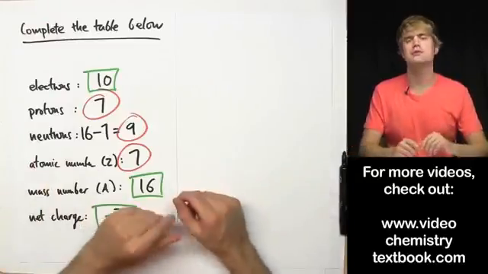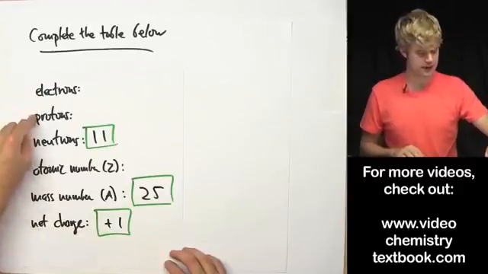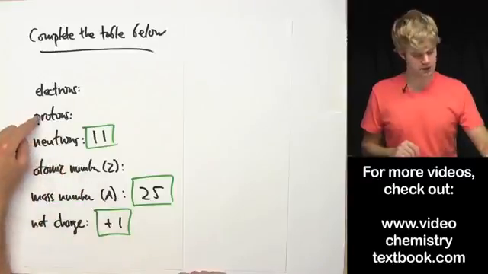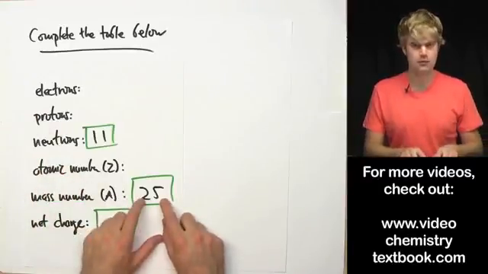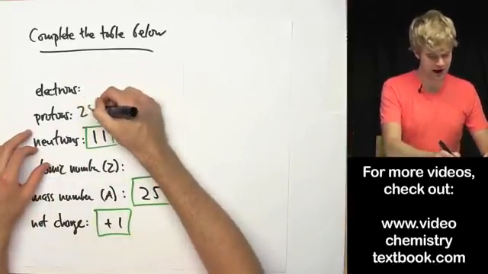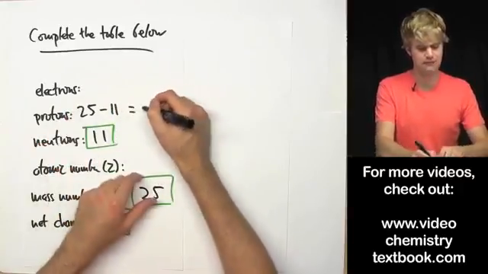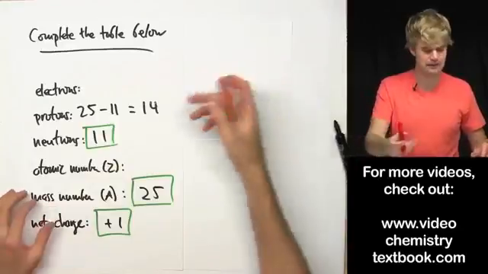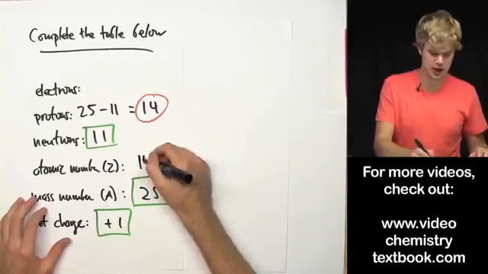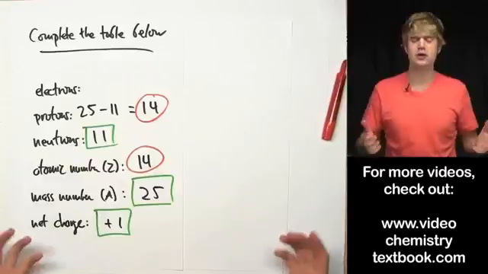Sometimes these table problems can be the hardest, so we'll do one more example. Here we want to find the electrons, protons, and the atomic number. We know the neutrons, the mass number, and the net charge. Okay, let's start with protons. We know the mass number, protons plus neutrons, and we know the number of neutrons. So that means that we can take 25, which is protons plus neutrons, and subtract the number of neutrons. 25 minus 11 is going to give us 14, and that's the number of protons alone. Atomic number is just another word for the protons, so these both are going to be 14.